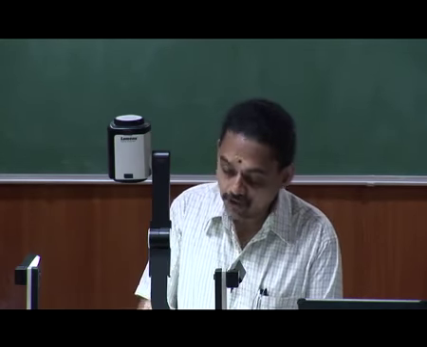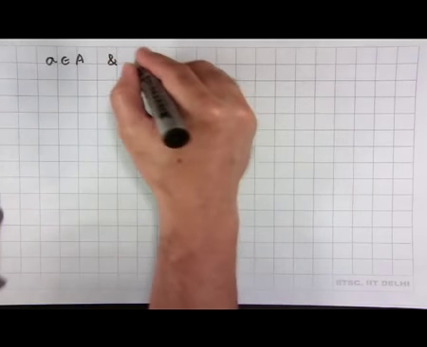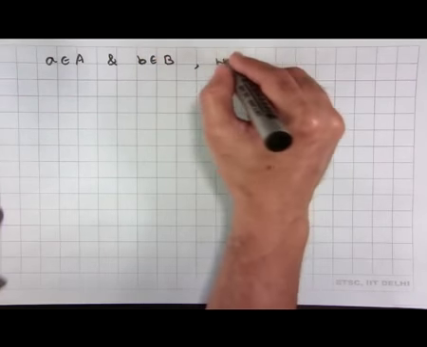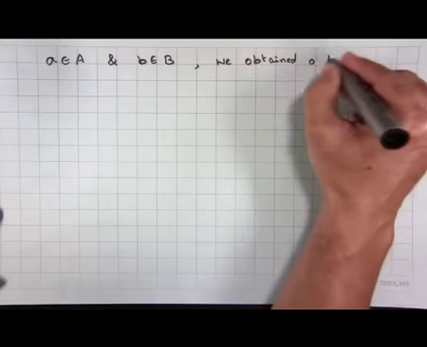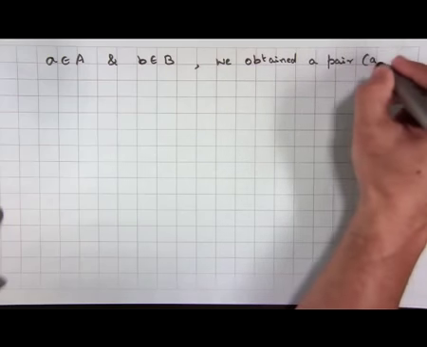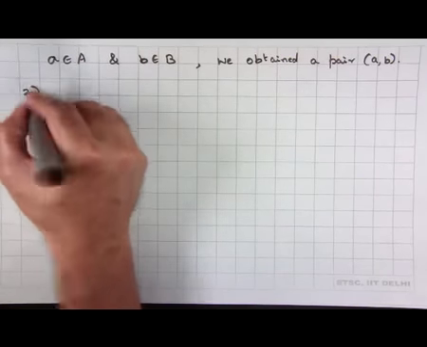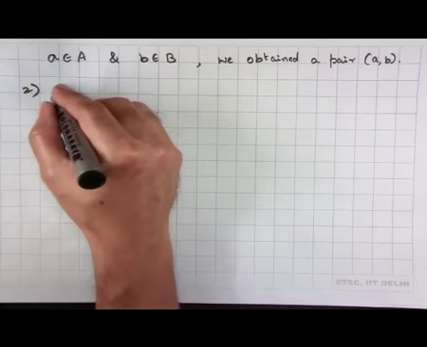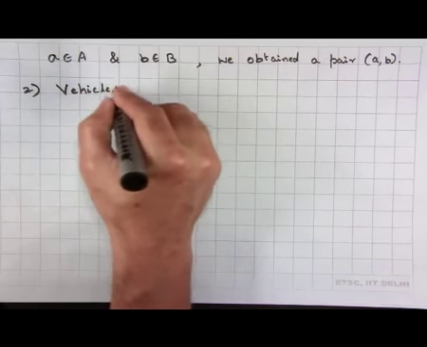Let us write it formally: given any a in A and b in B, we obtain a pair a comma b. Well, let us go to the second example, which I will call vehicles and their name plates.